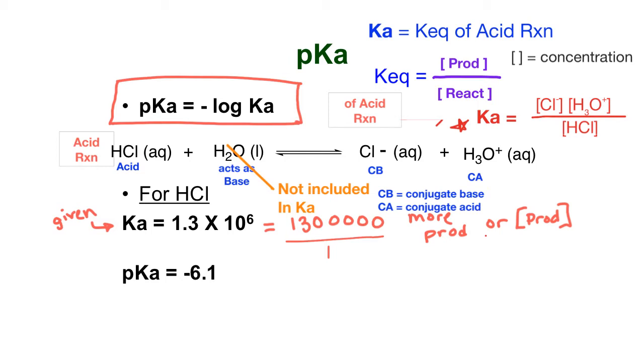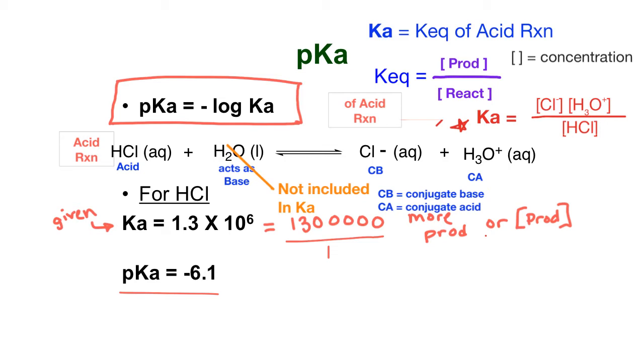But also, do we really want to be talking about 10 to the 6th and 10 to the minus 6th? Those numbers are really big. So if we use the log, we can see that the pKa would just be negative 6.1. That's a much easier number to work with. Now, as I've said, in organic, we're not going to use a whole lot of math, so I'm not going to ask you to calculate these numbers.